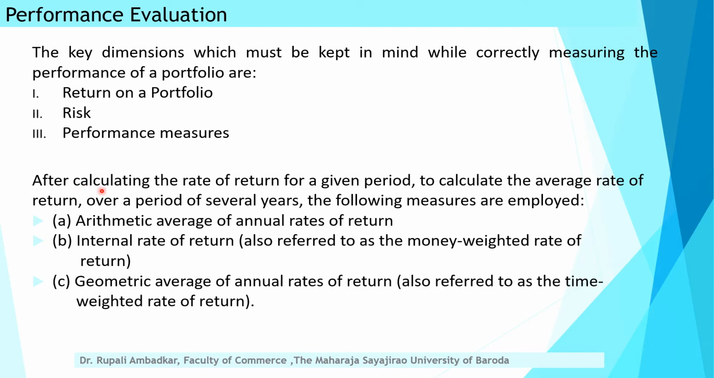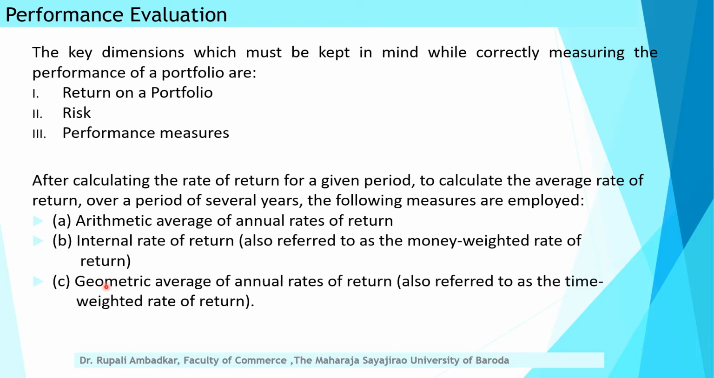We have already learned how to calculate the rate of return for a given period. And to calculate the average rate of return over a period of several years for a particular portfolio, we have also learned that the following measures are employed. One is the arithmetic average of annual rates of return, which is a simple arithmetic average. The other is internal rate of return, also referred to as money weighted rate of return. And the third is geometric average of annual rates of return, also referred to as time weighted rate of return.